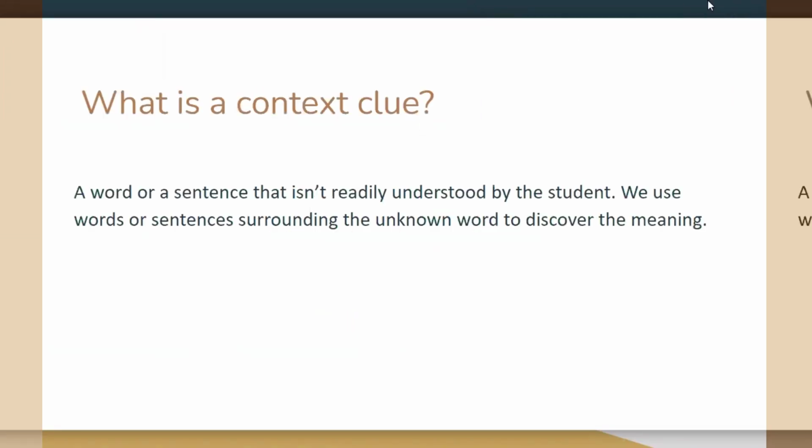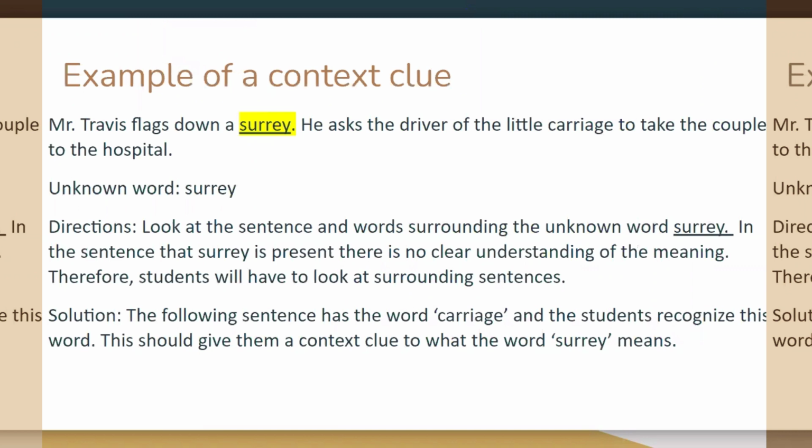What is a context clue? Well, it's a word or a sentence that isn't readily understood by the student. We use words or sentences surrounding the unknown word to discover the meaning. An example of the context clue.